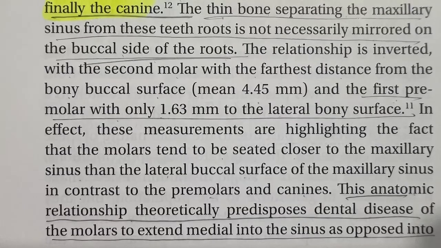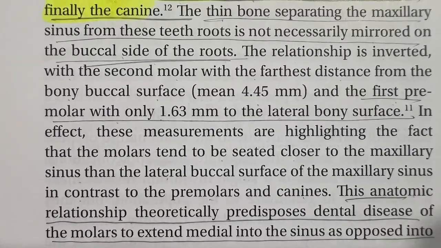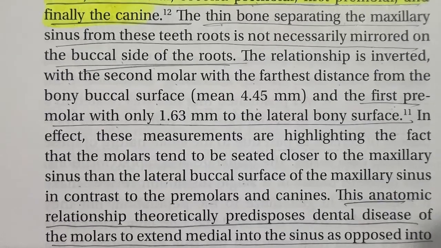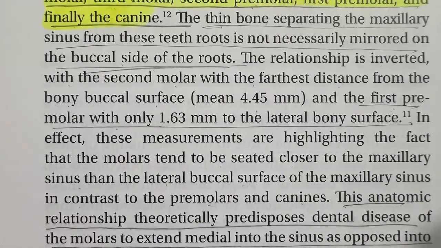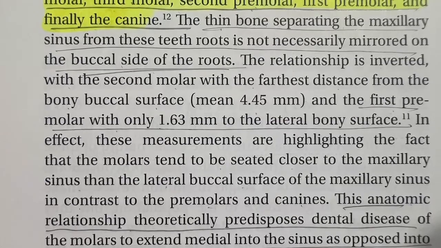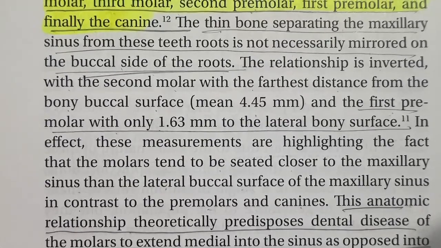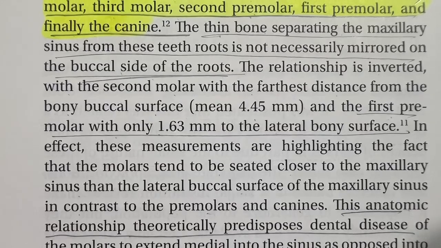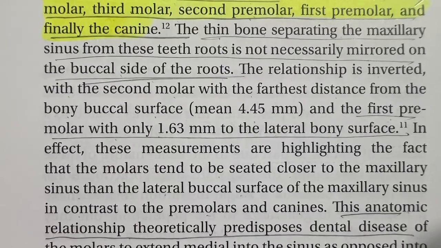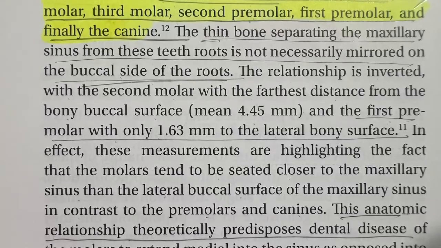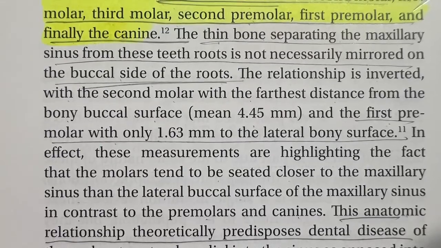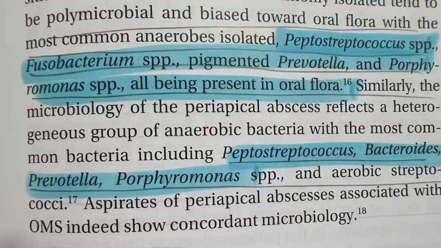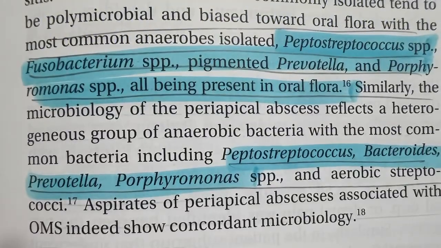The second molar, for instance, has a distance of around 4.45 millimeters from the buccal surface, while the first premolar is much closer at just 1.63 millimeters. This anatomical variation means that molar infections are more likely to extend into the sinus rather than into the surrounding soft tissue. In contrast, infections from premolars or canines may manifest as abscesses in the soft tissue overlying the maxilla, such as in the canine fossa.